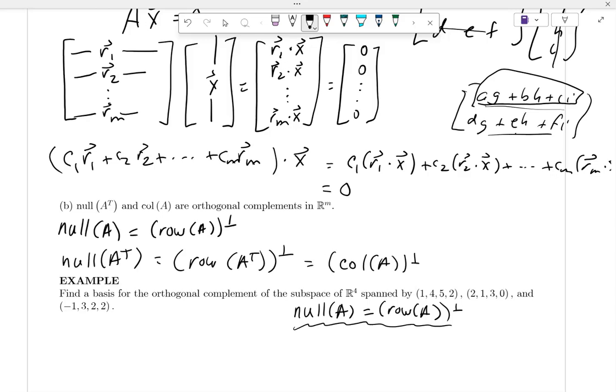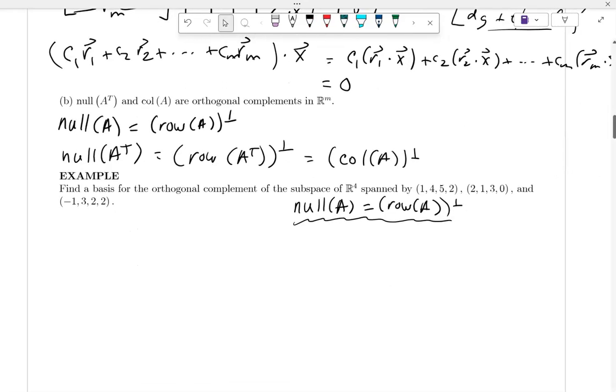Good, exactly right. We want the vectors to be the rows in this case, right? And that's why I wanted to make a big deal out of it. Usually when we make a matrix from vectors, we put them in as columns. You have to be careful with orthogonal complements. They have to go in as rows because of this property. Okay? So they have to go in as rows.